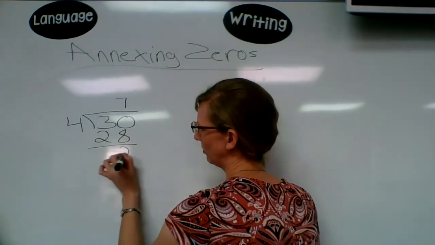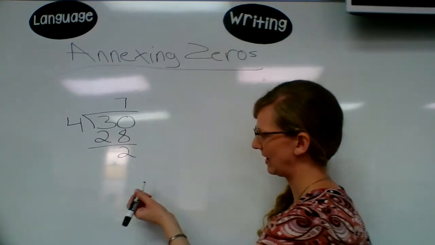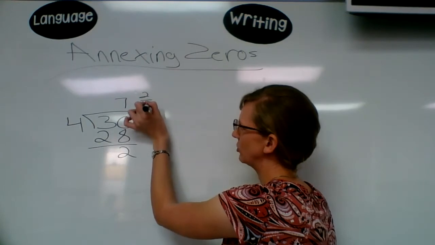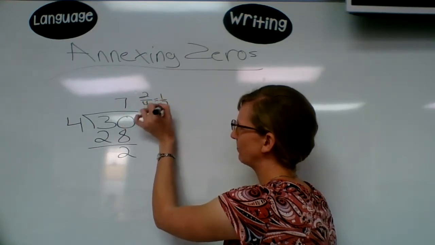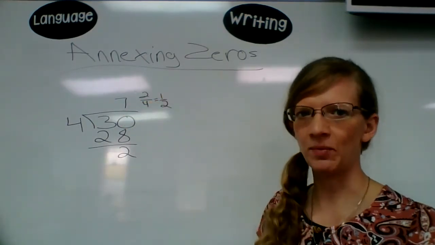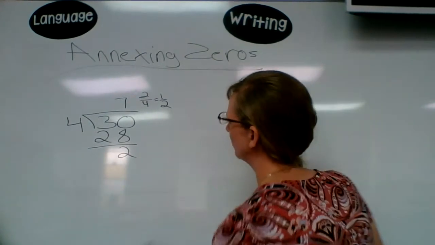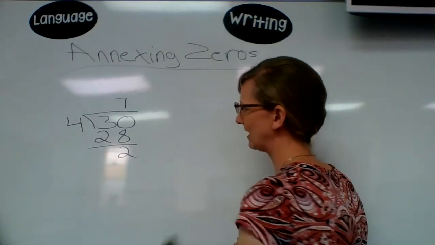I have 2 left over. Now, normally you could do this and make it into a fraction. So it would be 7 and 2/4, which you would reduce into 1/2. Okay, and that's how you've been doing it up till now. But if you don't want to have a fraction as a remainder, you can do something else instead, and you can just keep dividing till it's gone.